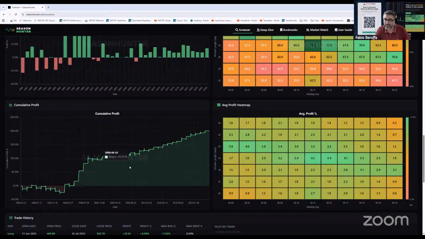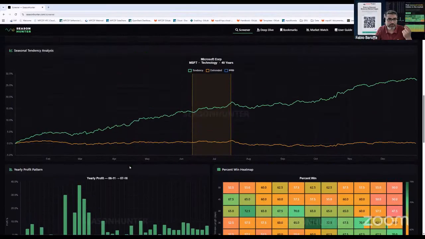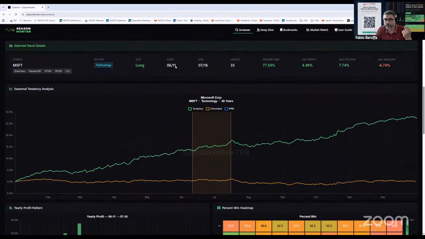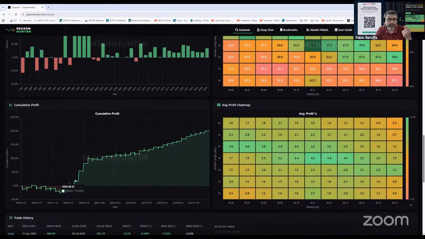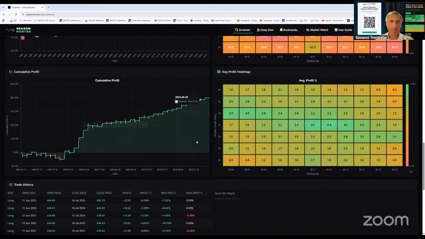If you have done this strategy every time, so you have opened a position at this date, which, let me remind myself, is the 11th of June, and you close it on the 16th of July, this is the pattern. And you see the first part, right? The first part is actually where this pattern was not working in the past. So it was maybe a bit less profitable, but it's becoming so now.